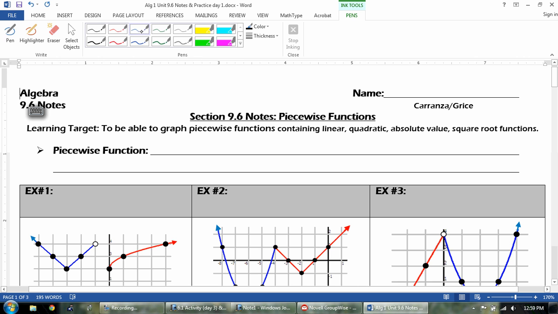Now, the first thing that we need to know is, well, what's a piecewise function? Well, it's a function composed of pieces of other functions. Okay, so it's a function composed of pieces of another function. So take a look below.